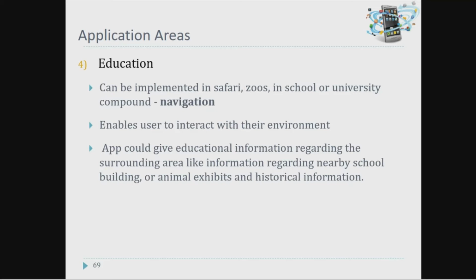The application could give educational information regarding the surrounding area, like information regarding a nearby school or building or animal exhibition, and historical information. So let's say you use location awareness in your application. You are now entering the museum, so you give a pop-up message to the visitor's phone that explains the information regarding the place. Okay, that is one of the ideas of a mobile application that you can develop using location awareness.